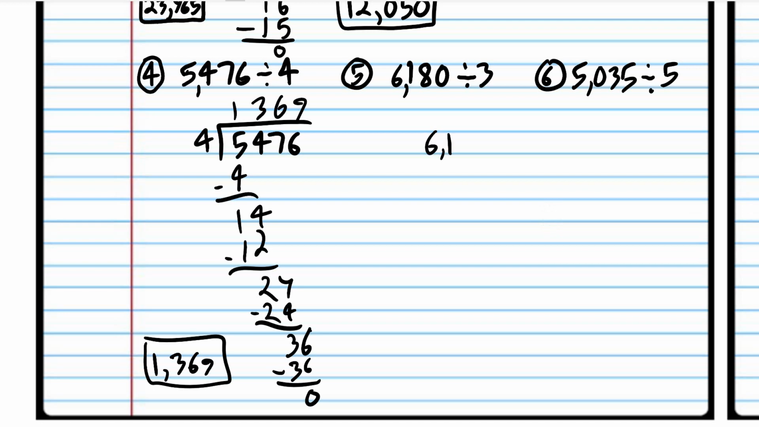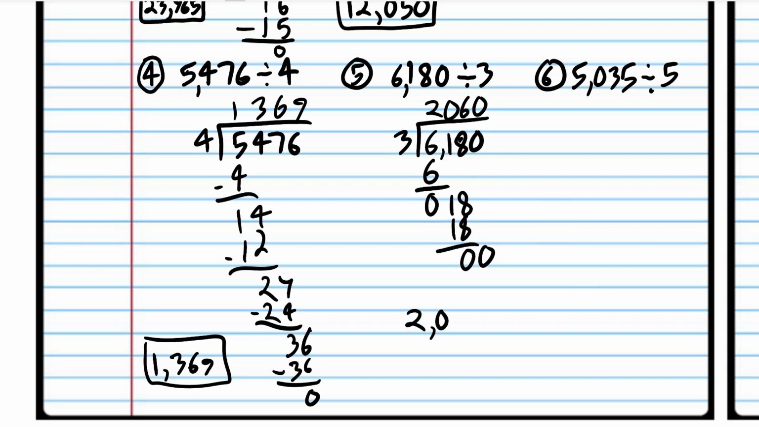All right, 6,180 divided by 3. 3 goes into 6 2 times. 3 times 2 is 6. 6 minus 6 is 0. Bring down your 1. 3 doesn't go into 1, so put a 0. Bring down the 8. 3 goes into 18 exactly 6 times. 3 times 6 is 18. 18 minus 18 is 0. Bring down a 0. 3 doesn't go into 0. Put a 0. Final answer is 2,060.